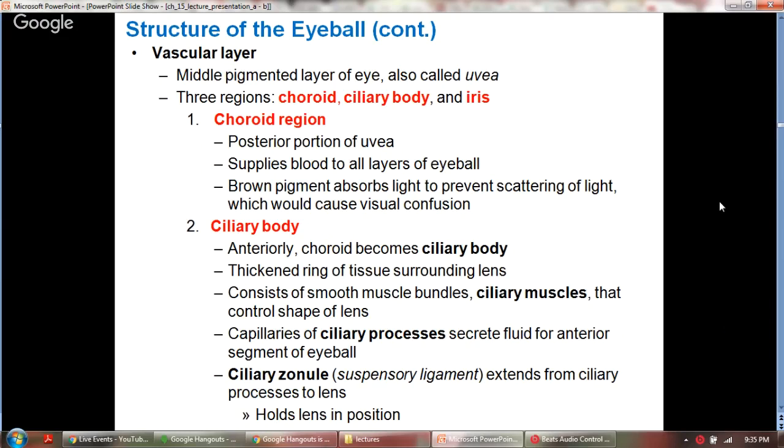And the ciliary body is located anteriorly. The choroid becomes the ciliary body anteriorly, and it's a thickened ring of tissue surrounding the lens. It consists of smooth muscle bundles, which we call ciliary muscles, and it controls the shape of the lens. The capillaries of the ciliary processes secrete a fluid for the anterior segment of the eyeball. And there's the ciliary zonule, or the suspensory ligament, which extends from the ciliary processes to the lens and holds the lens in position.